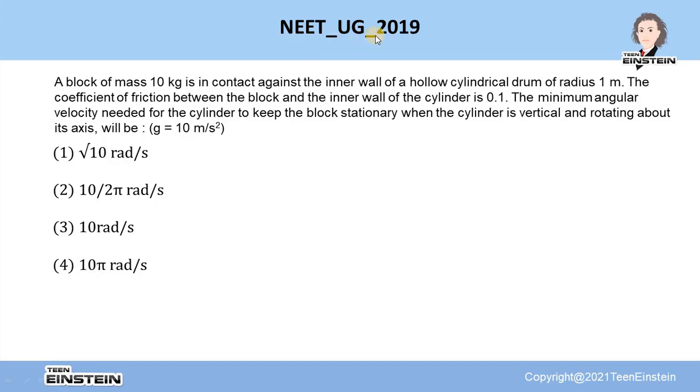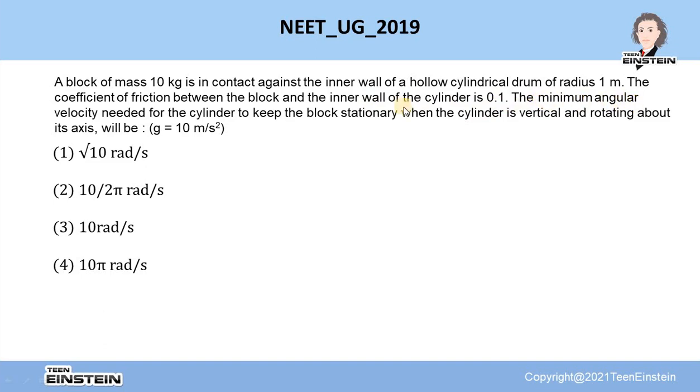Hello students, let us solve a problem from NEET UG Paper 2019. Here is a problem. In this problem it is stated that a block of mass 10 kg is in contact against the inner wall of a hollow cylindrical drum of radius 1 meter. The coefficient of friction between the block and the inner wall of the cylinder is 0.1.